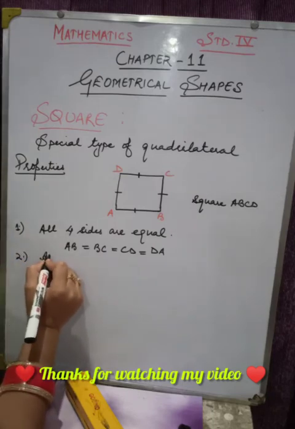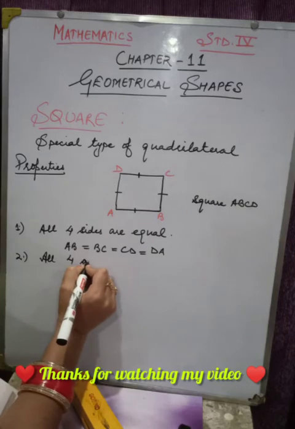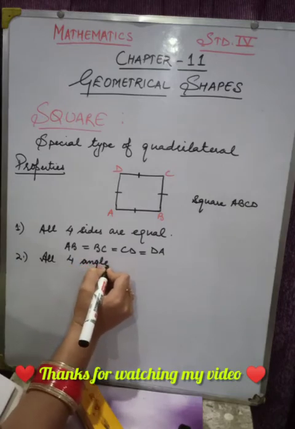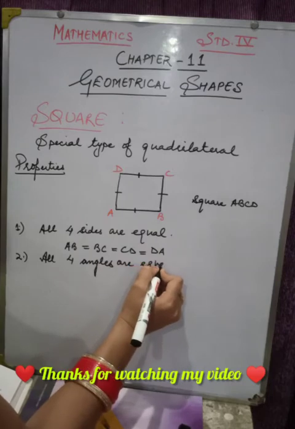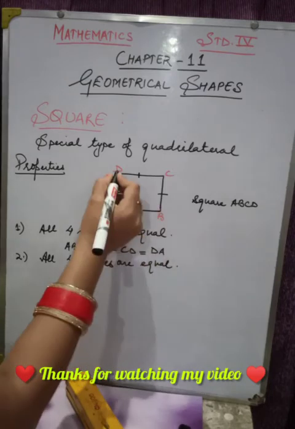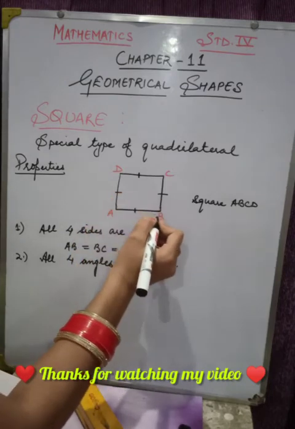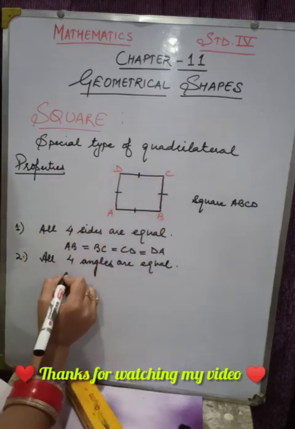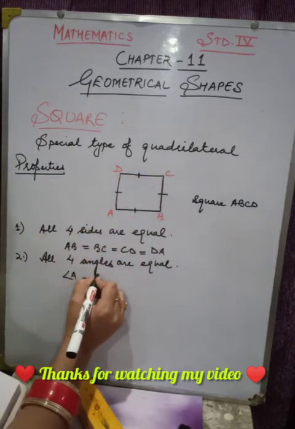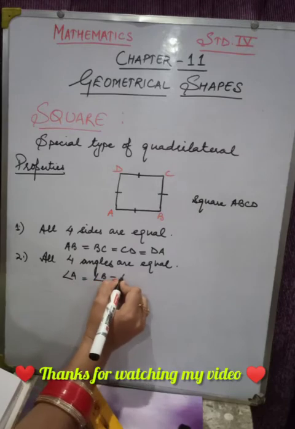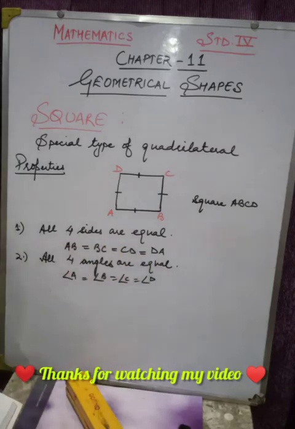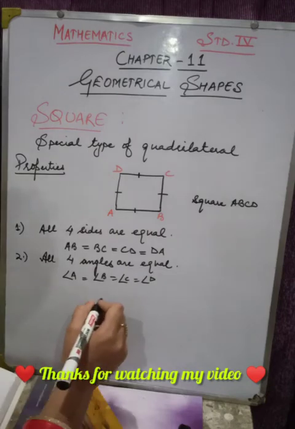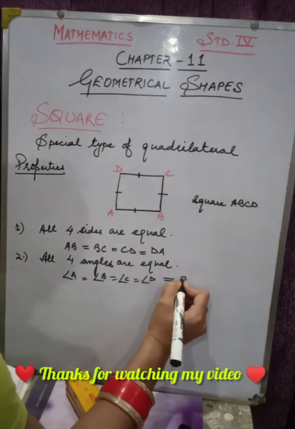All four angles are equal. Which are the four angles? Angle A, angle B, angle C and angle D. So angle A equals angle B equals angle C equals angle D. All are equal, and all four angles will be equal to 90 degrees.